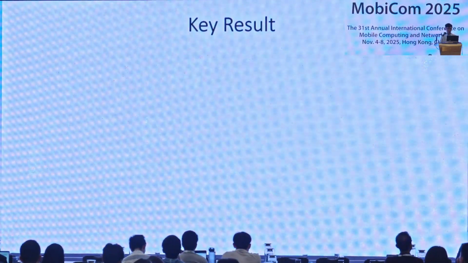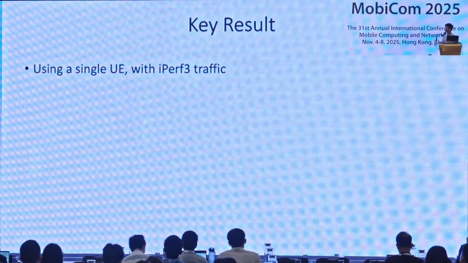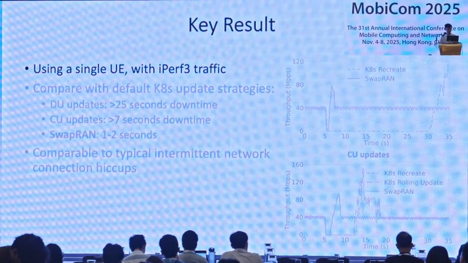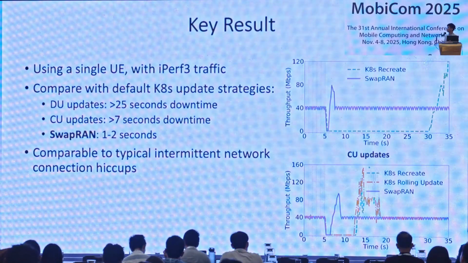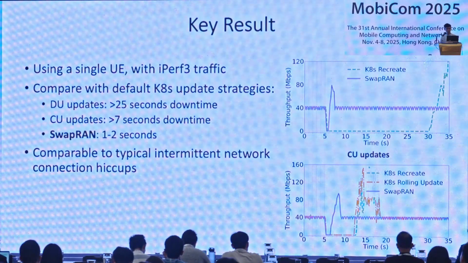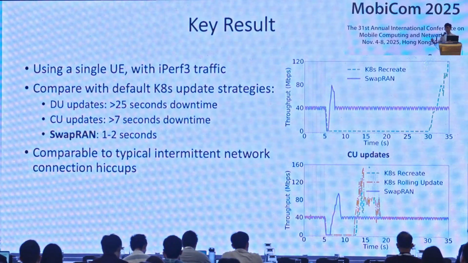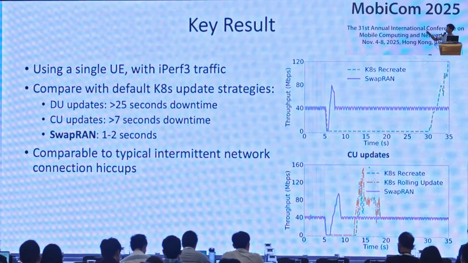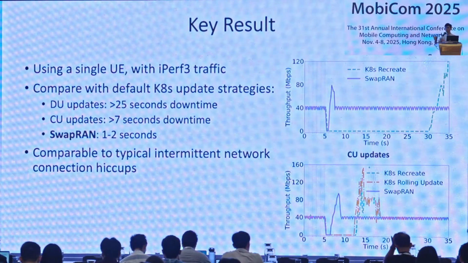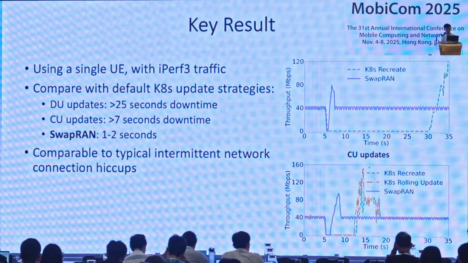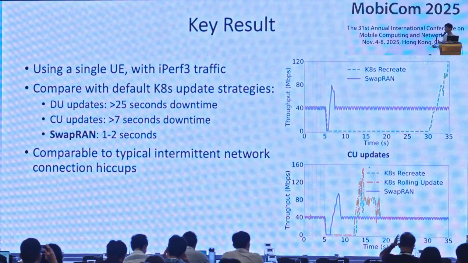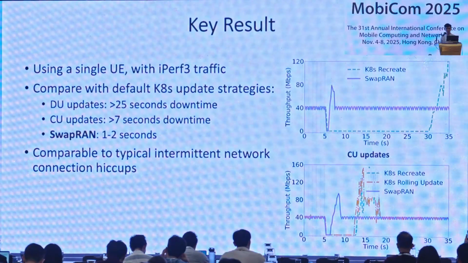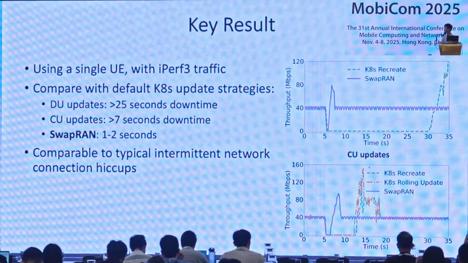As a key result, we use a single UE, generating IPv3 traffic, and we compare against the default Kubernetes update strategies. As you can see, without SwapRAN, so basically without our solution, the downtimes are up to 25 seconds and 7 seconds for DU and CU updates respectively. And when using SwapRAN, the downtime is as low as 1 to 2 seconds, as indicated by the purple lines.